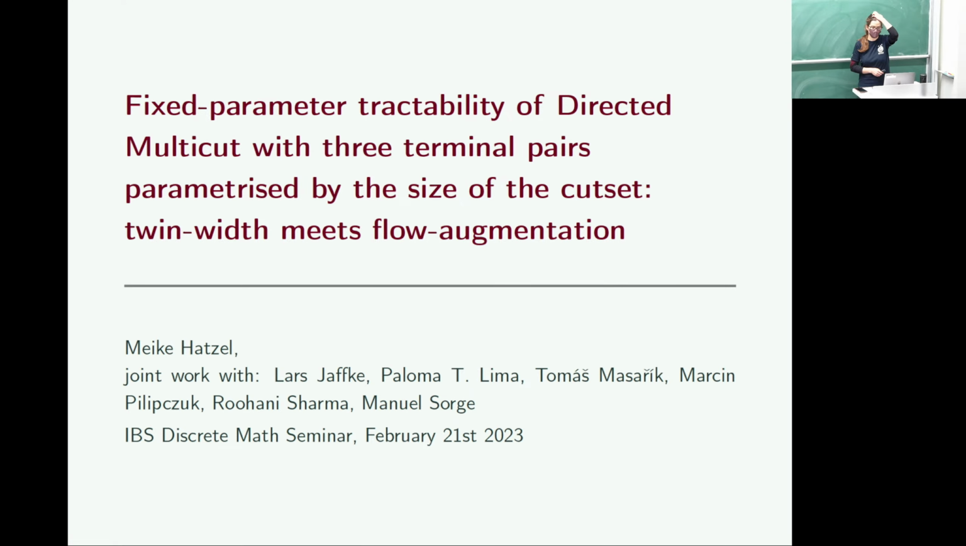So my talk is about an FPT algorithm for directed multicut with 3 terminal pairs. But it's basically a talk about the combination of a lot of very powerful tools that recently arose around fixed parameter tractability. And it's joint work with a lot of people, as you can see: Lars Jafke, Paloma Lima, Tomasz Majarek, Marcin Pilipczuk, Roohani Sharma, and Manuel Sorge. The main part of this research happened during the workshop that is organized by the Warsaw group. So this is how we all came together to solve this problem.